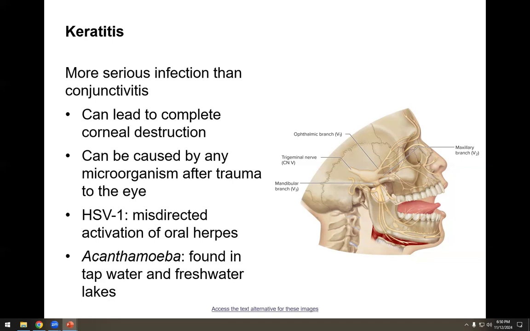So if you're not washing your hands when you're handling your contacts, you don't keep your sterile saline changed out very, very often, then this can lead to contamination of the sterile saline or your hands and then transmit it into trauma that might already exist in your eye.